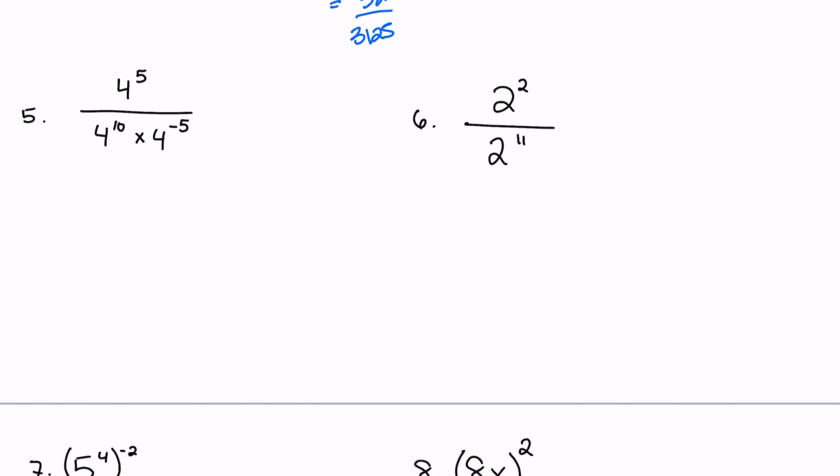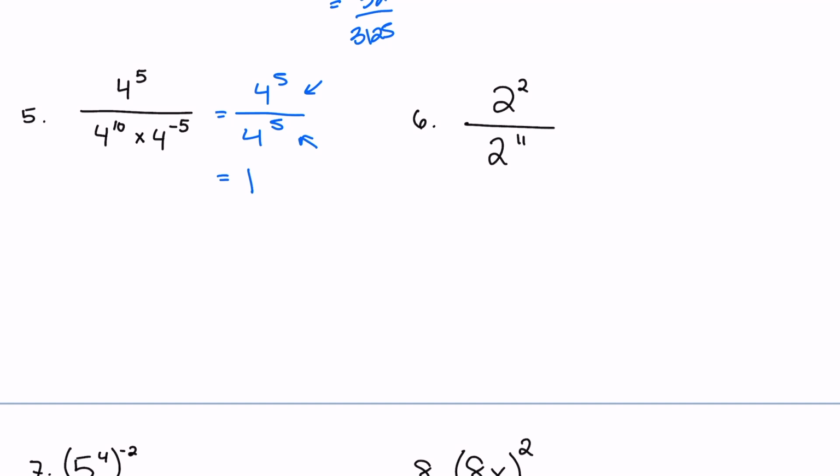For our next question, we have some division and also some multiplication. So let's just do it step by step. Since these have the same base, we can just add the exponents. So that's going to be equal to 4 to the power of 5 divided by 4 to the 5. Since our numerator is the same as our denominator, that means our answer is going to be 1.